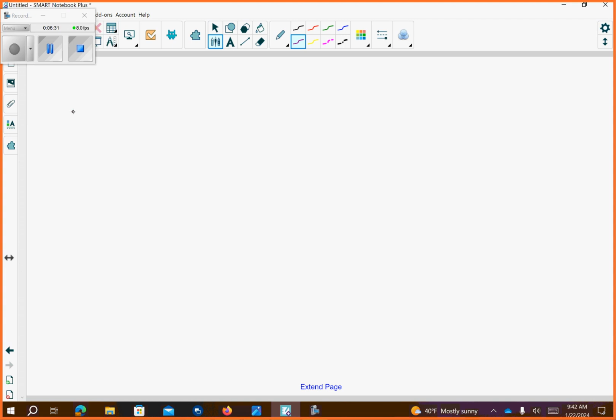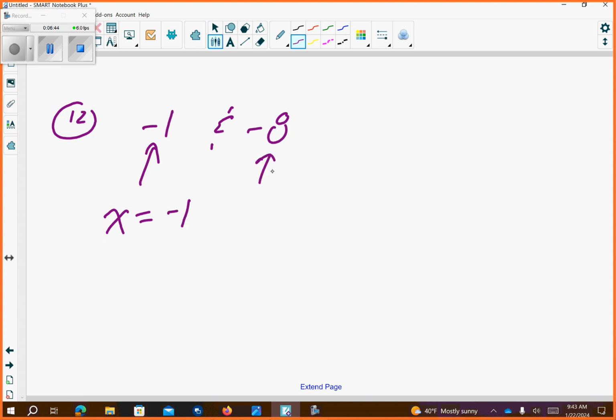So number 12, they tell us we have negative 1 and we have negative 8, and we want to make the quadratic function. So I need to realize that this is x equals negative 1 and this is x equals negative 8. Is that okay so far? Then I'm going to add 1, so I'm going to get x plus 1. And I'm going to add 8, so I'm going to get x plus 8. Is that okay? And then do the four-letter F word in math, FOIL.